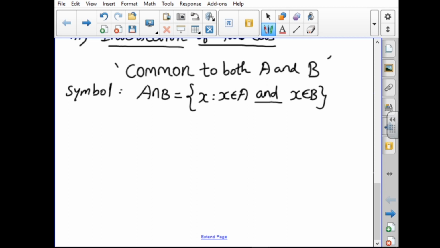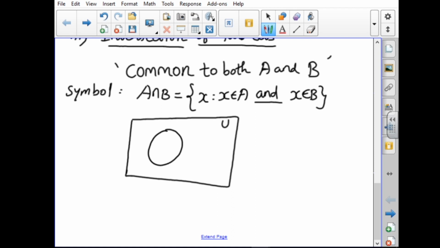In Venn diagram, this is the universal set, and A set and B set both are overlapping. That means the intersection part is not empty. Overlapping means the intersection part is not empty. So this is the common part. This is the common part for the sets A and B. So this is A intersection B.